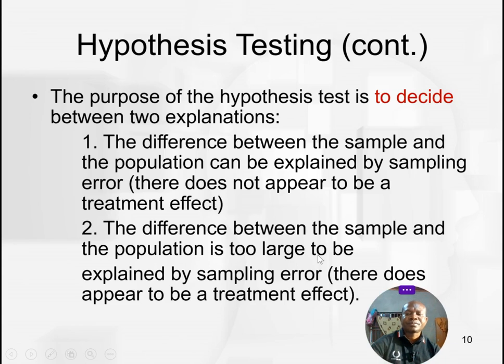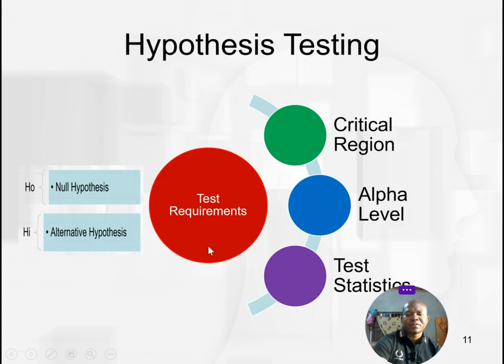Okay, so hypothesis testing helps us to actually decide between two possible explanations. The first is that the difference between the sample and the population can be explained by sampling error. While on the other hand, the difference between the sample and the population is too large to be explained by sampling error. In other words, there's a possibility of a significant change in what we are actually observing.